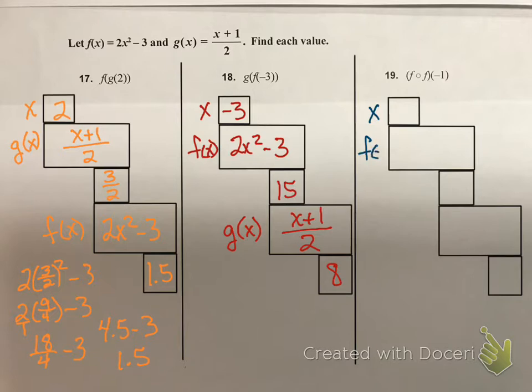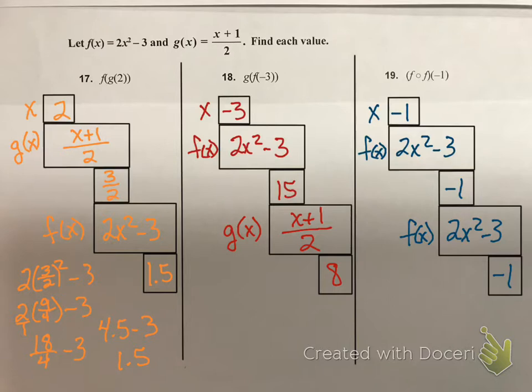Okay, and then number 19, some of y'all were kind of thrown off by this. F of x. So we're just going to apply the f of x twice. Okay, so plug that in. Negative 1 for x. Negative 1 squared is 1, times 2 is 2, minus 3 is negative 1. Plug in negative 1 again, and it runs through the process, and we still get negative 1.